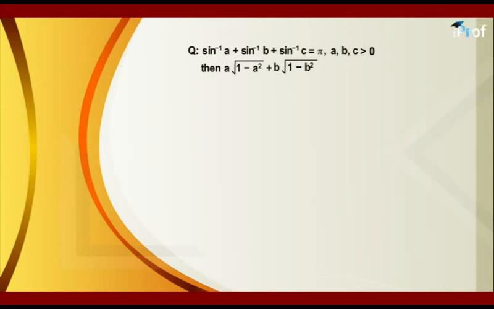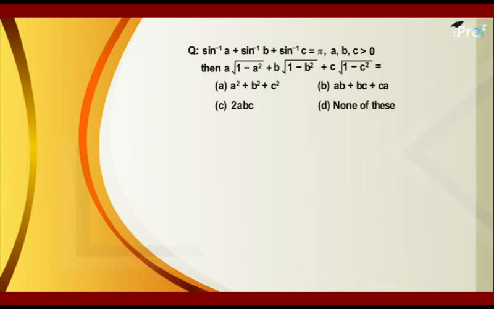Next question is, let sine inverse A plus sine inverse B plus sine inverse C equal to pi, where A, B, C are greater than 0. Then we have to find the value of A square root of 1 minus A square plus B square root of 1 minus B square plus C into square root of 1 minus C square. The choices are A square plus B square plus C square, AB plus BC plus CA, twice ABC, and none of them.